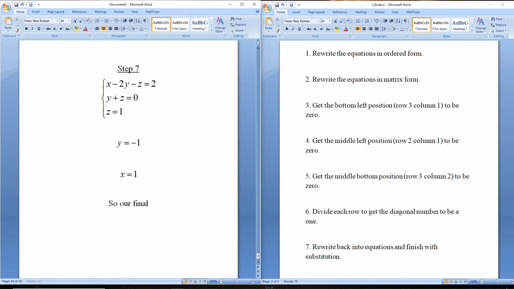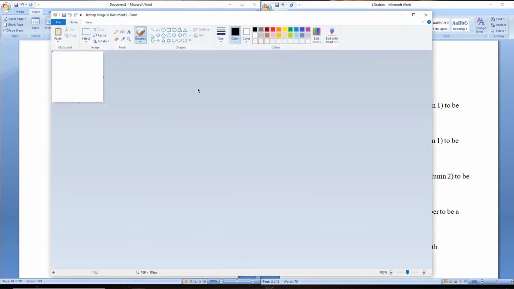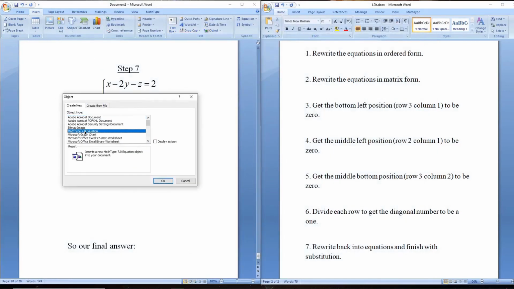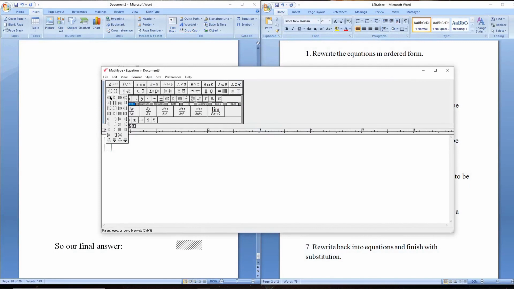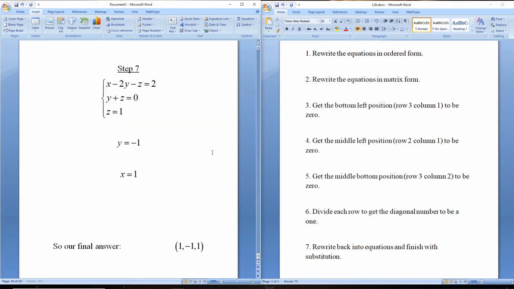So our final answer, putting this into triplet notation, which just means just like the ordered pair, except you get 3 elements in there. So we have x is 1, y is a minus 1, and we figured out z is 1. And there's our final answer.